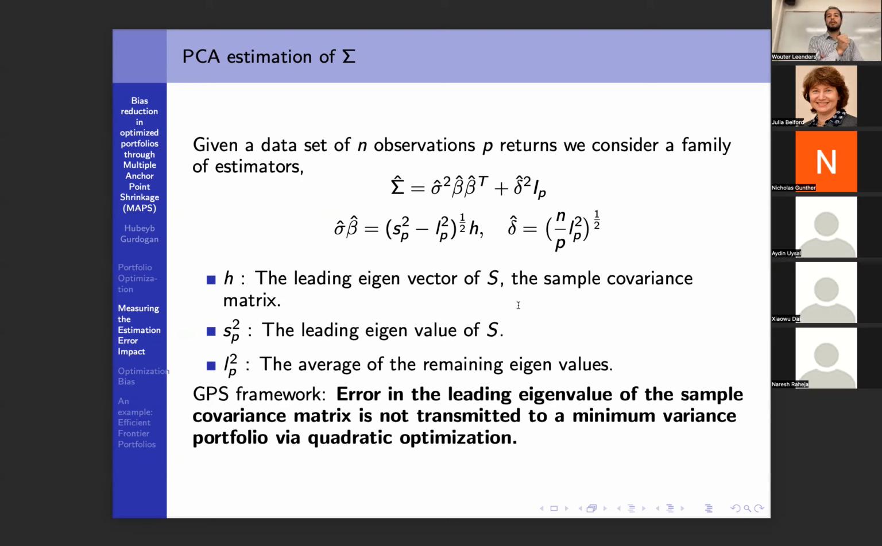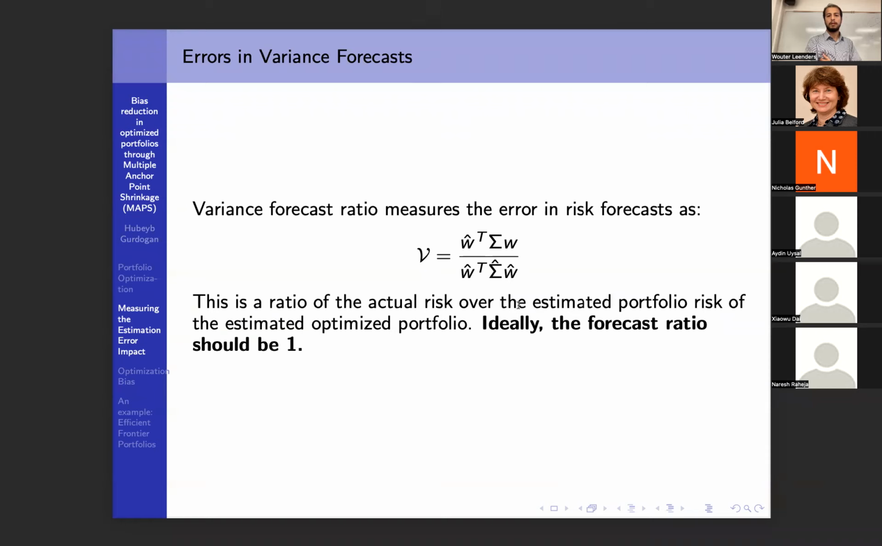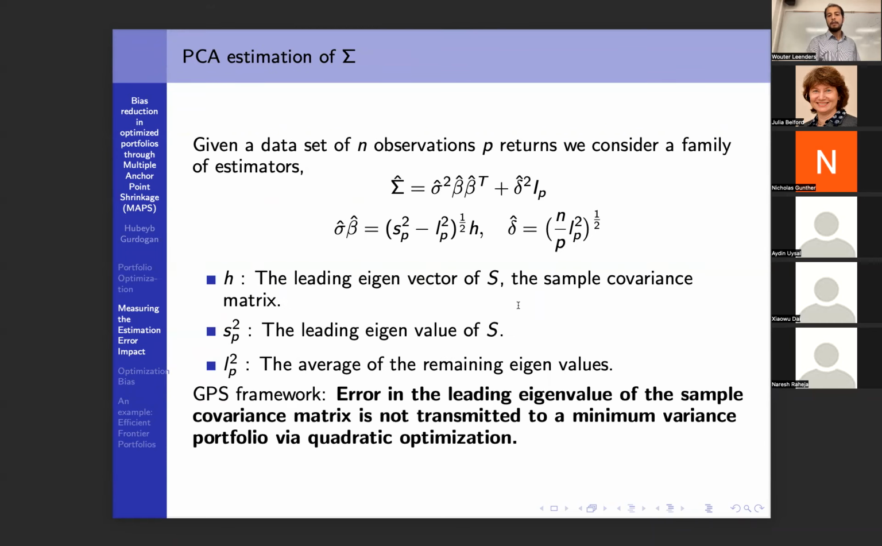It's in the previous slide. Do you mean the variance forecast ratio? It's the denominator. Okay, yeah, the estimated one. Yes, estimated volatility. I got your question. I'm talking about the true volatility. True volatility. So that's certainly true.